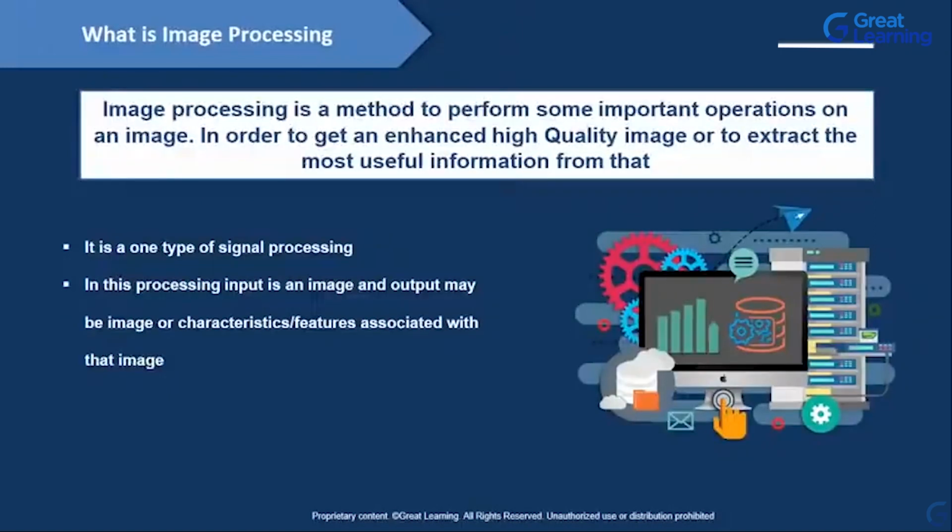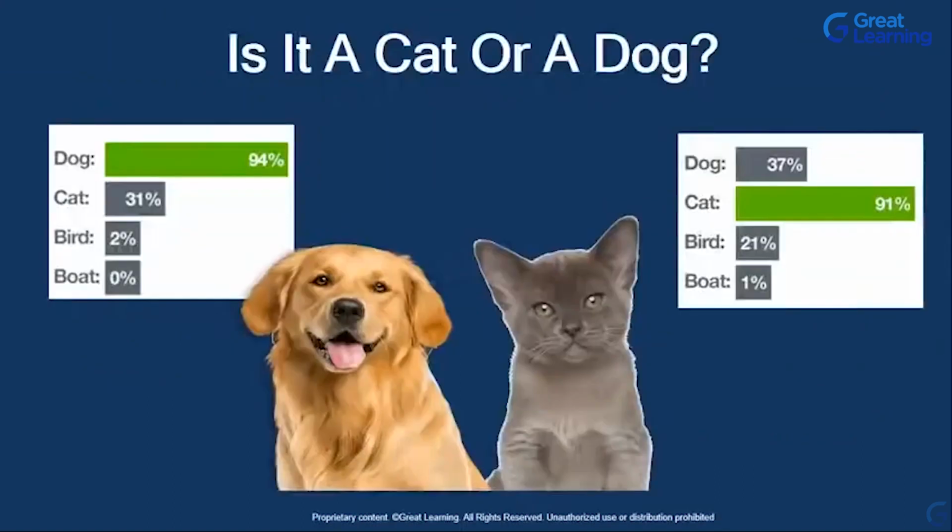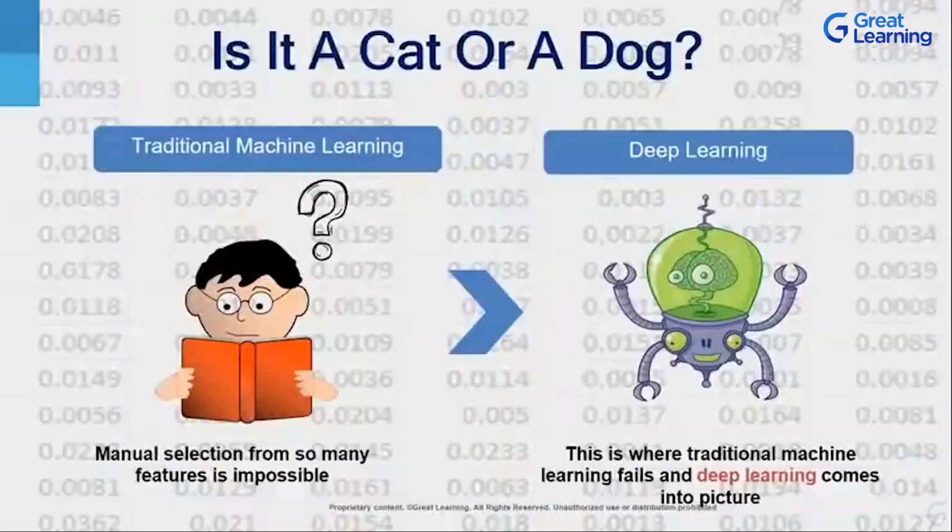Okay. So then have a look at an image, maybe it's a dog or a cat. How can you do that? Using machine learning to understand that an image is a dog or cat is a problem, because in an image there are lots of dimensions. In machine learning, what we need to do is manual selection, but manual selection over such a huge dimension is not possible.